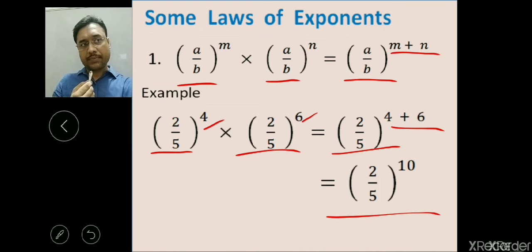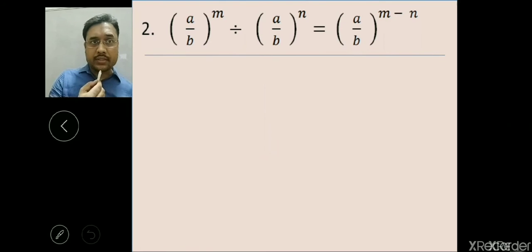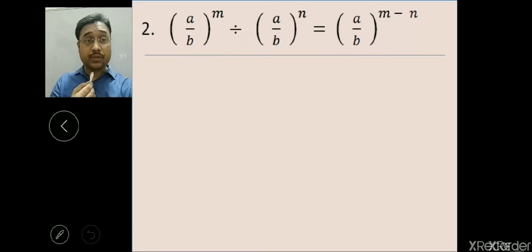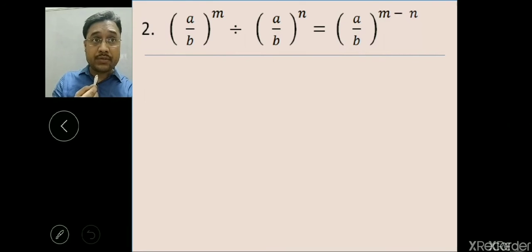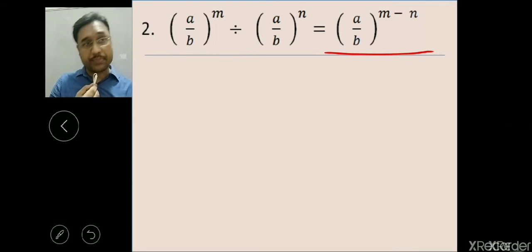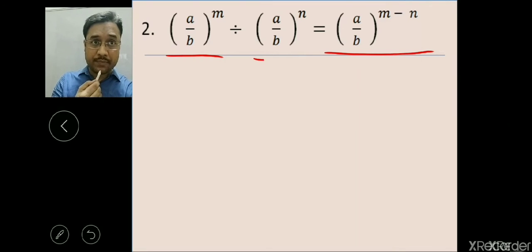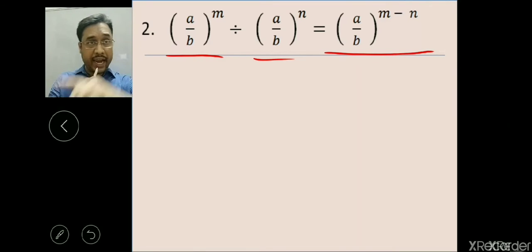So this type of question you can solve. Now see this: when (a/b) to the power m is divided by (a/b) to the power n, then the result is (a/b) to the power m minus n. You will subtract the exponents: the exponent of the second number is subtracted from the exponent of the first number, because their base is the same, a by b and a by b. If their base is the same, you will write the result with the same base, and in place of the exponent, write the difference of the exponents.